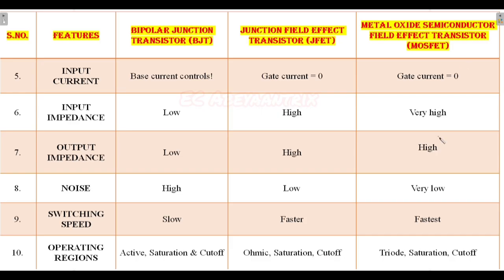And in MOSFET also there are three regions similar to a JFET, but there is another specific name mentioned in MOSFET called the triode region. It is similar to the ohmic or linear region only. In the triode region, a MOSFET acts as a voltage controlled resistor only.